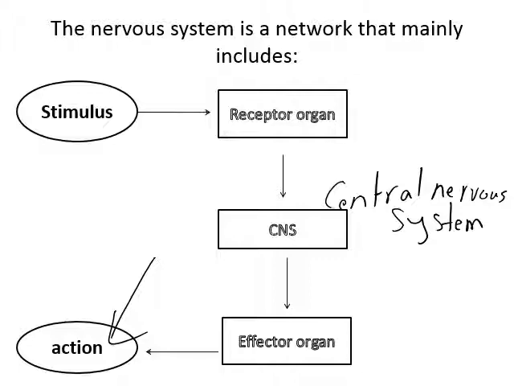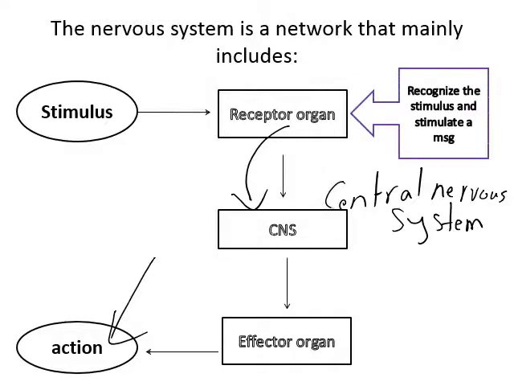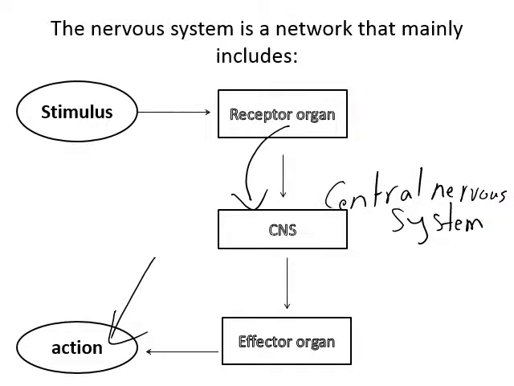The receptor organ sends the message to the central nervous system. The central nervous system sends the message back to the effector organ. It's so fast. The effector organ takes an action, to hold my hand, for example, or remove my hand from the cup. First, our receptor organ recognizes the stimulus and generates a message. My hand recognizes that this cup is so hot, you have to do something about this.